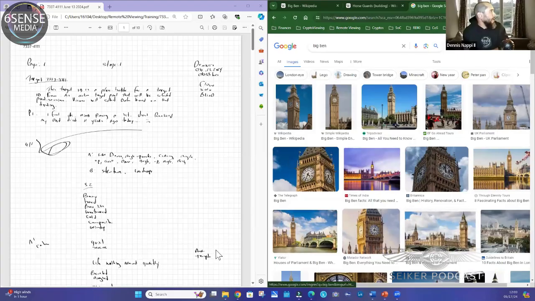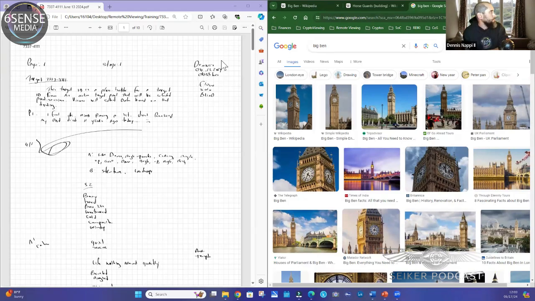Okay. The target was obviously Big Ben. Once I looked at the feedback, I did this on June 13th. I didn't look at the feedback until June 16th. Or I'm sorry, the 15th. It was like 2 days after I did this target.